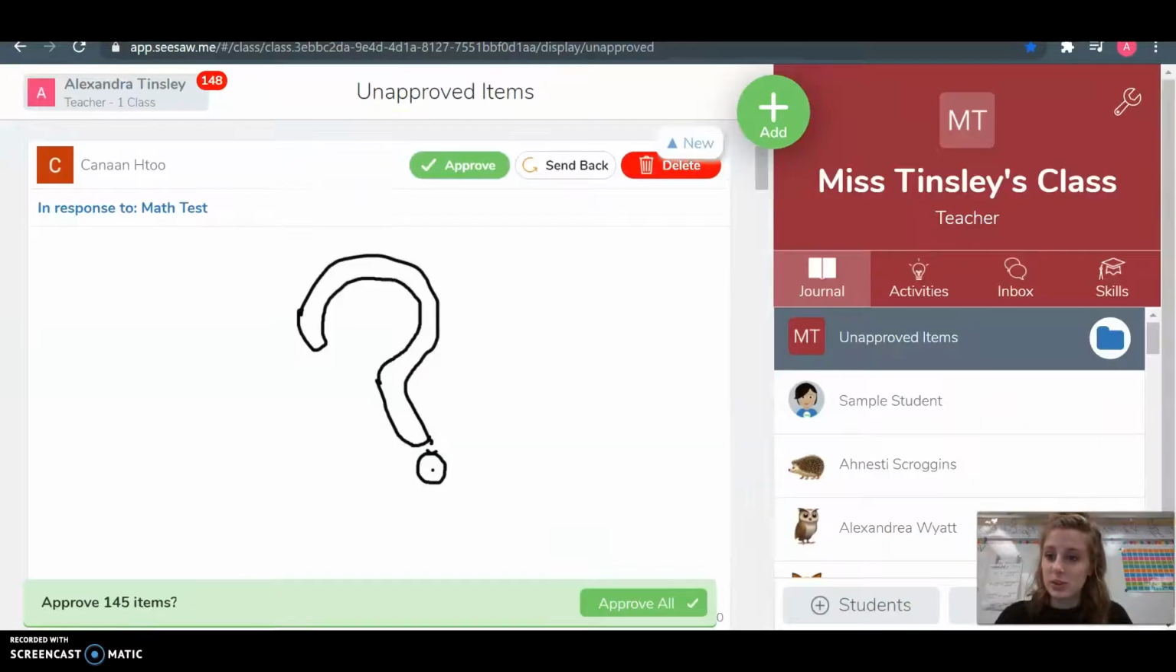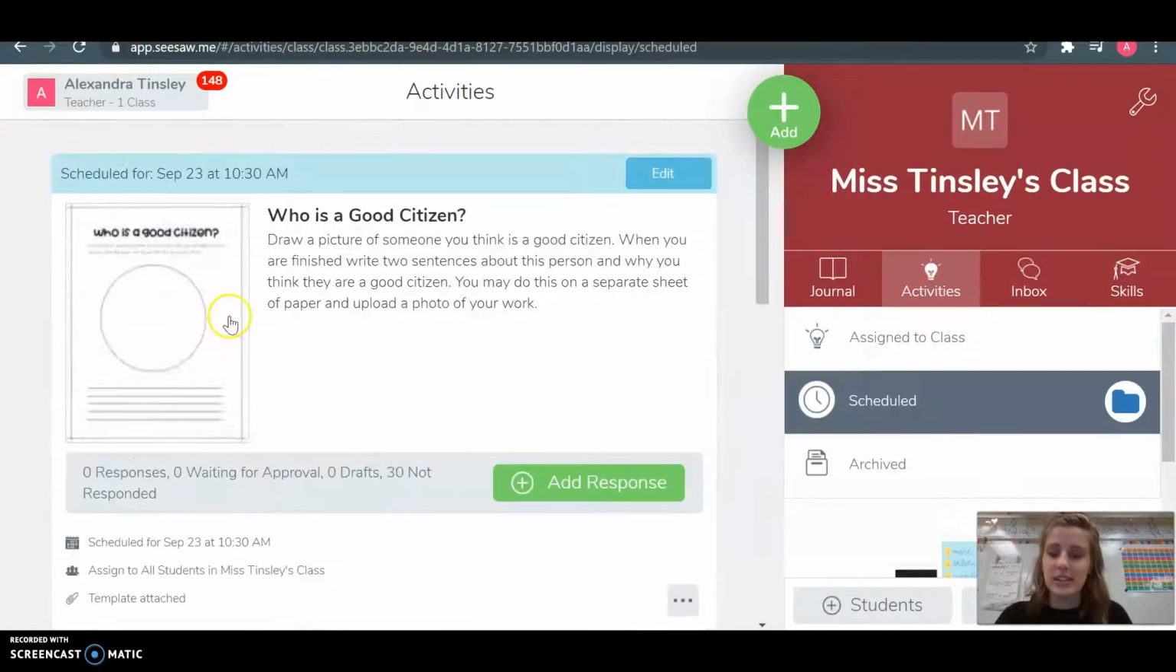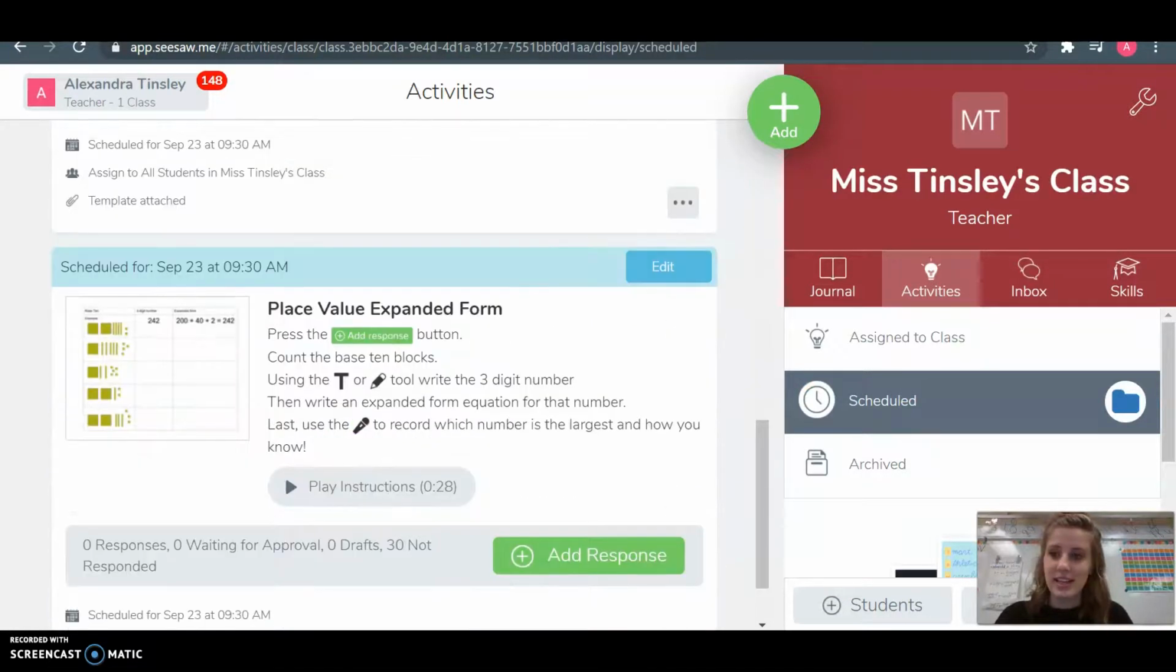So I'm going to take us to Seesaw really quick, and I'm going to take us to, sorry about that, activities for today. And I just realized I assigned the same one twice. Let me fix that real quick.